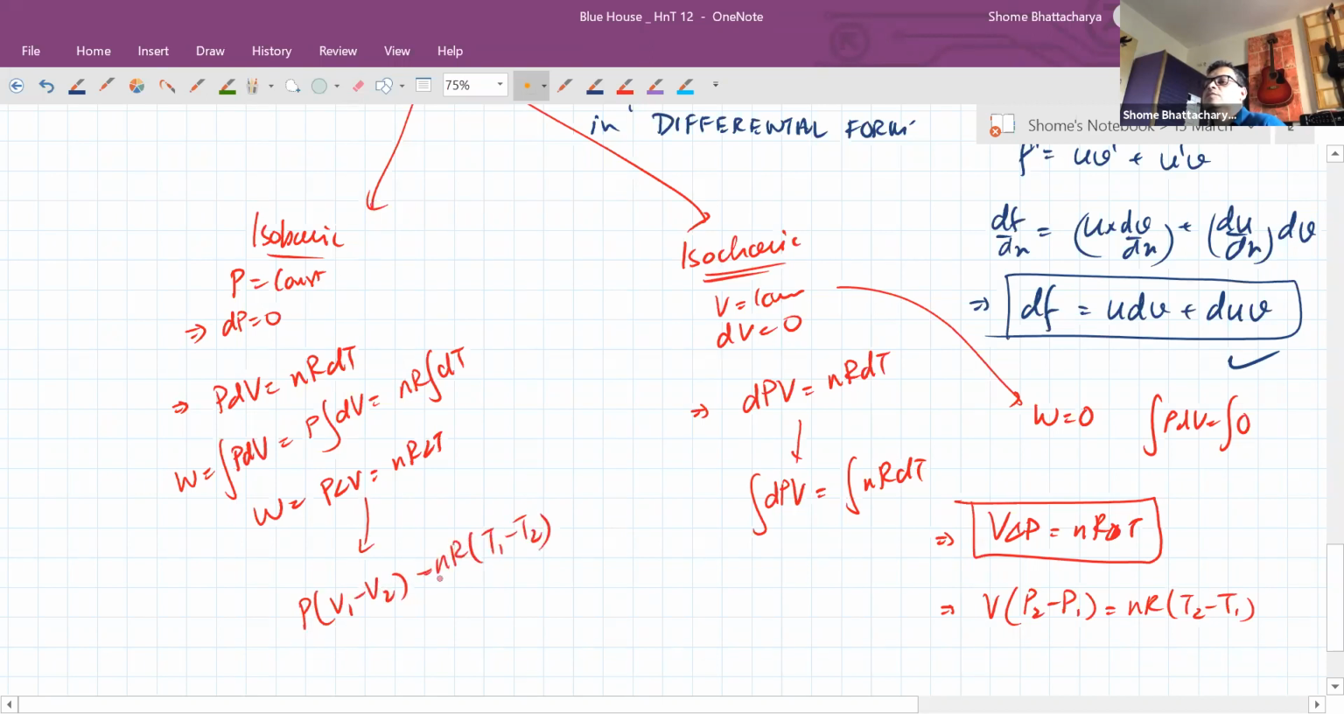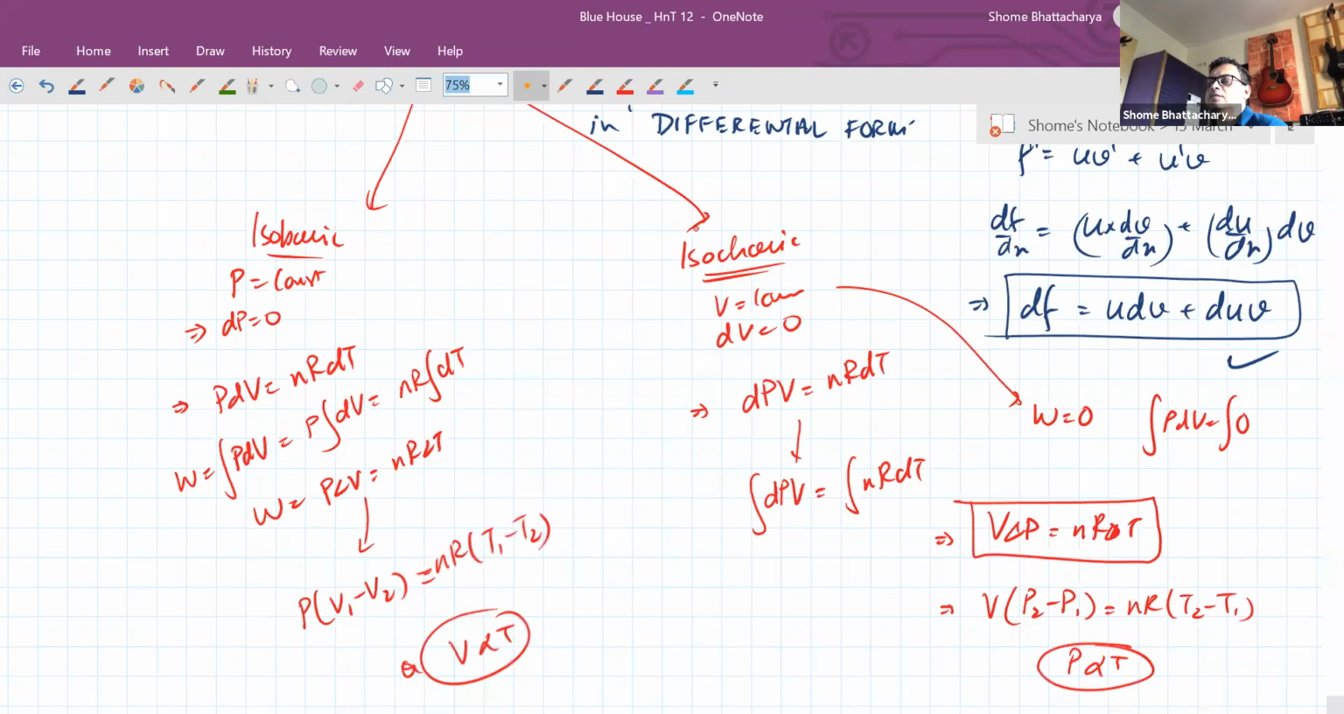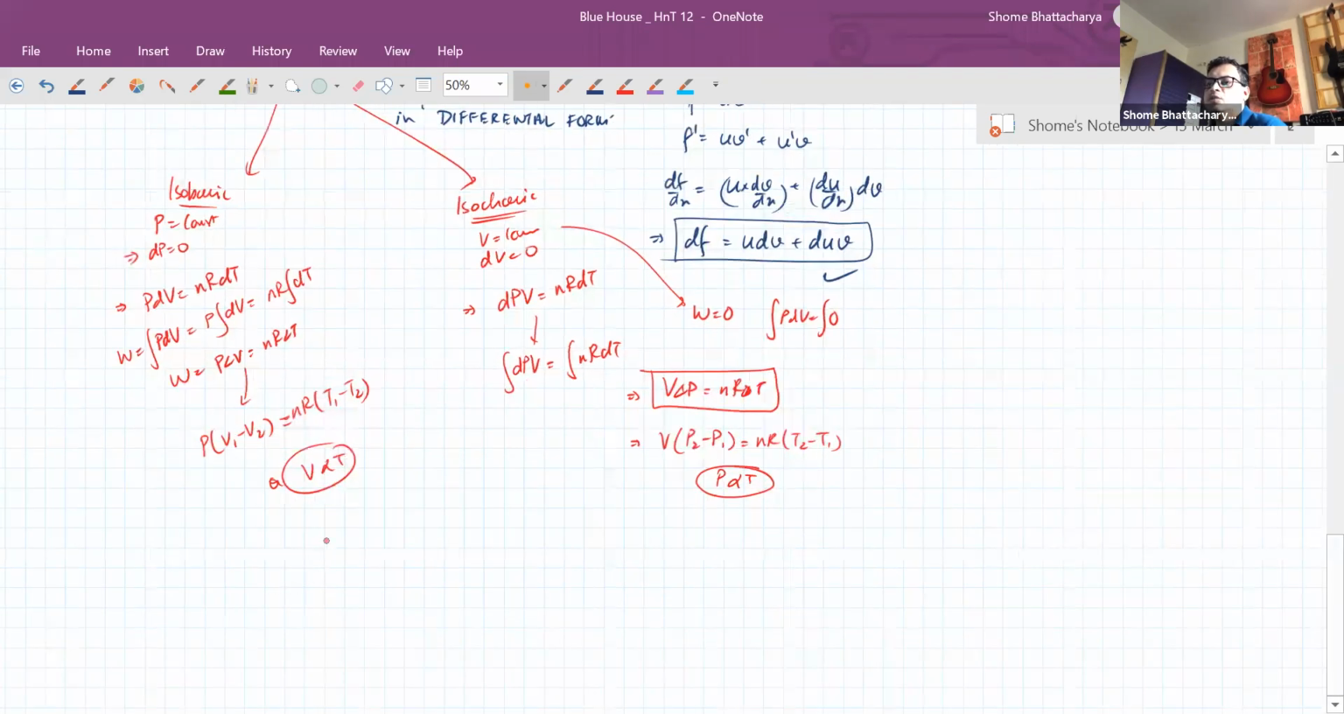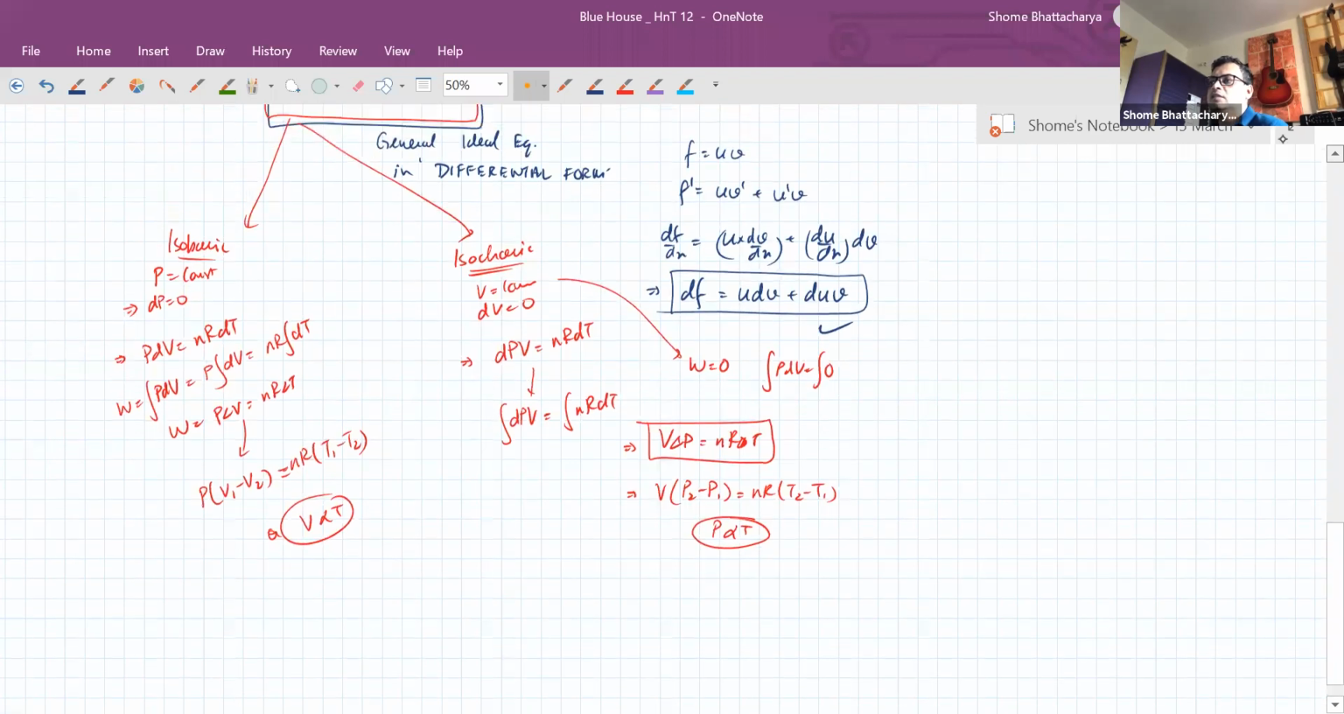Here we can say that volume is proportional to temperature because pressure is constant. Here we'll say pressure is proportional to temperature because volume is constant. So all these things are interconnected. Anyhow, it's a subset of this, how we get work done equal to nRΔT. I hope you have understood.